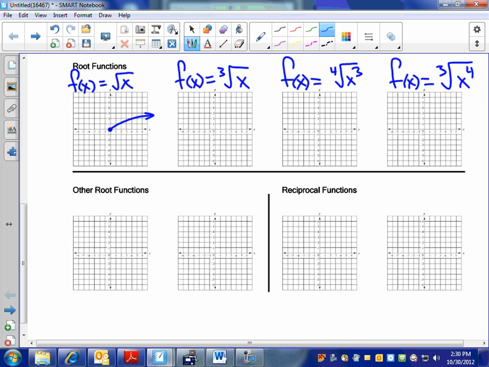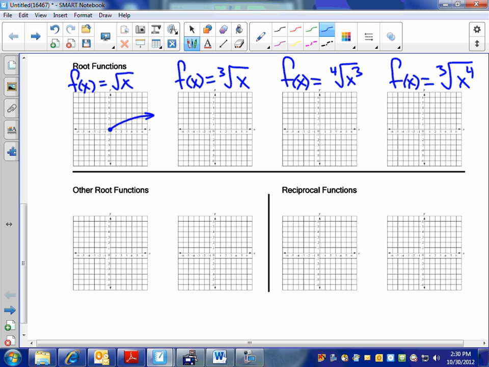Okay, let's look at those. I think that those are interesting. That's what the square root of x looks like, right? Now, I want you to think about something. You got to think about this pretty hard, okay? What kind of numbers can you take the square root of? Only positive, right? So our domain is x is greater than or equal to 0.